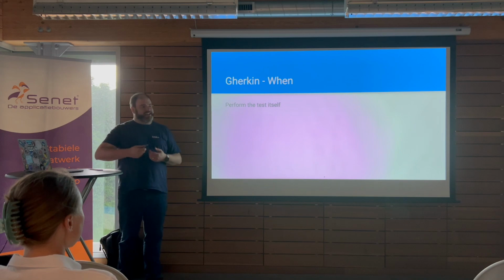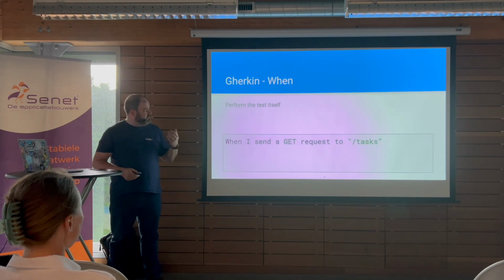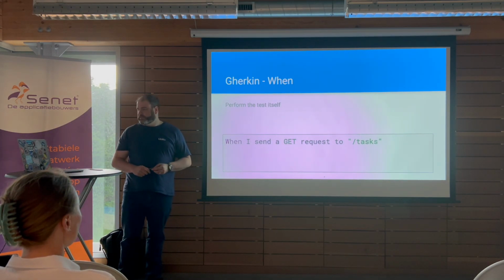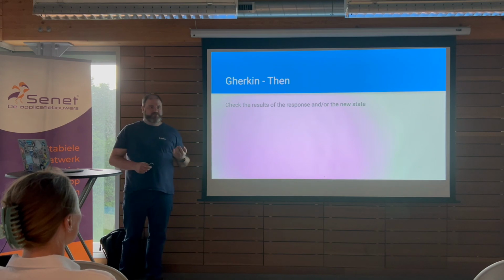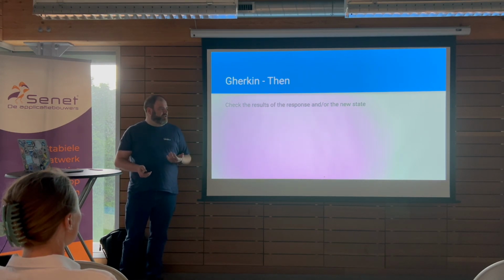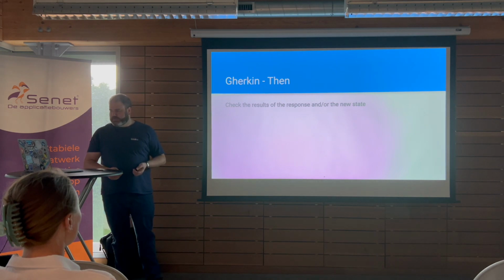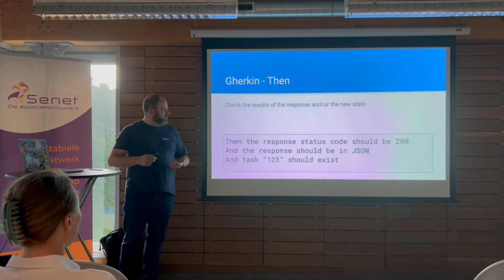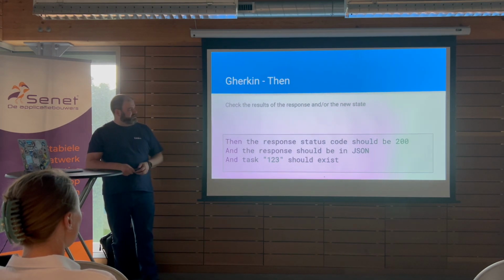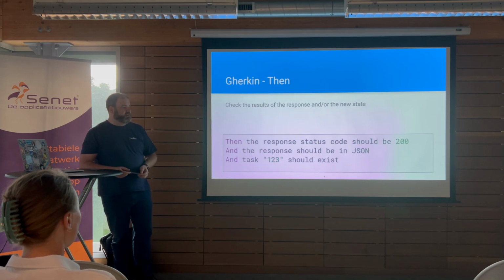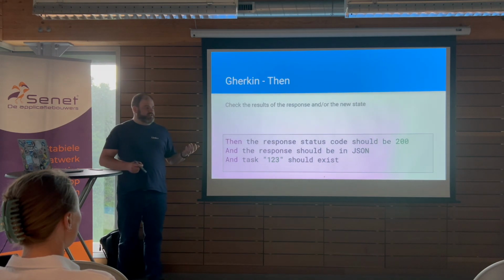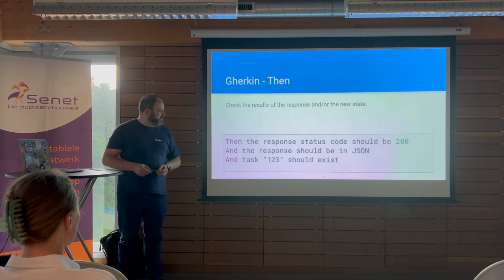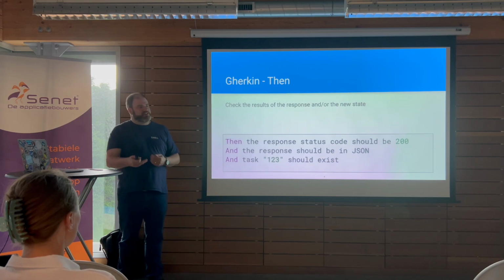The when part is the execution of the test itself. So in our case, it's usually when I send a request to an endpoint, and the then part checks if everything worked and did what it had to do. So we check the response status codes, we check the response types, we check stuff in the response itself or in the database in this case. So after this test is run, probably for adding a task, we need to make sure that the task actually exists in the database.